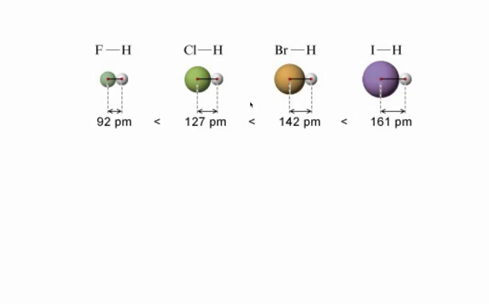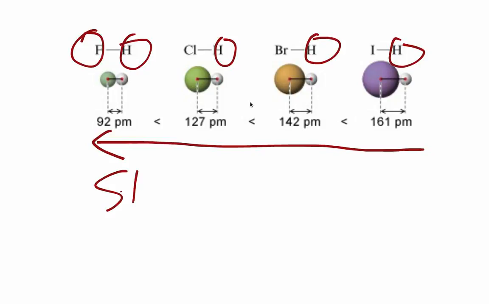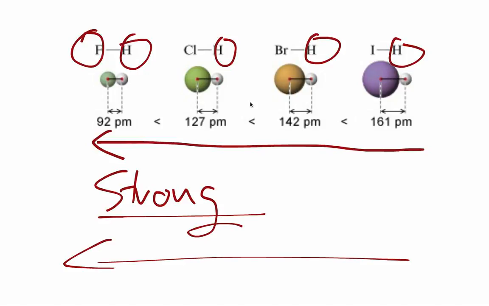If we look at bonding within a group, this is down our halogens: we have hydrogen bonded to iodine, bromine, chlorine, and fluorine. Notice this element is getting more and more electronegative. As our element gets more and more electronegative, notice our bond length gets shorter and shorter. What we would also want to know is our bond actually gets stronger. So it gets shorter and it gets stronger. The reason in this case, down this one group, is because we have a more electronegative element. So it's getting stronger because our nonmetal is more electronegative.